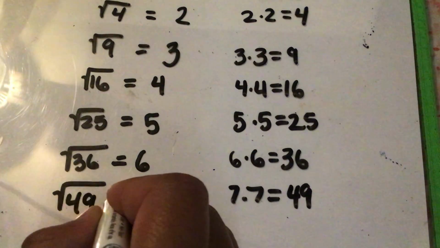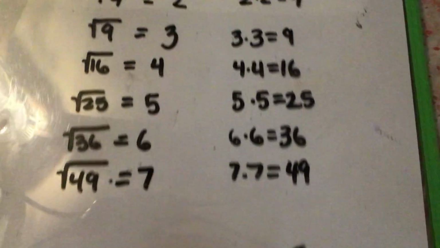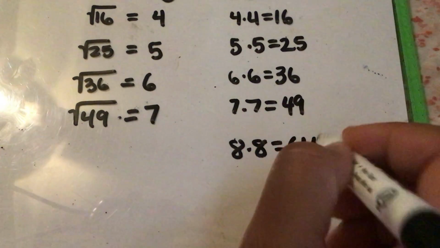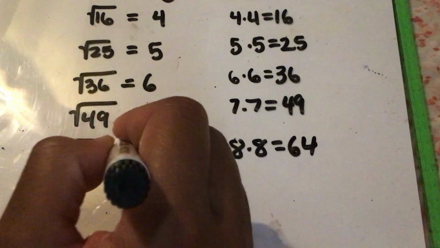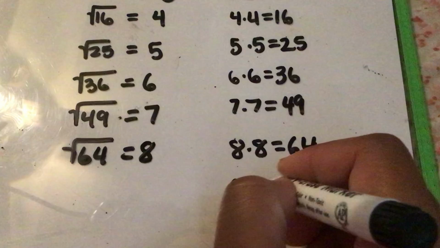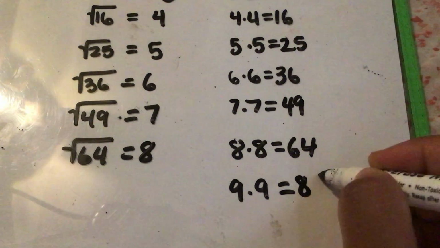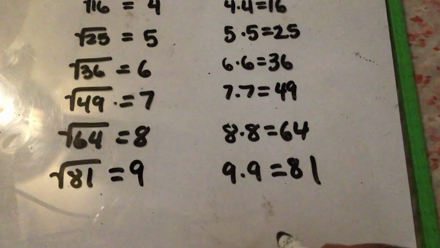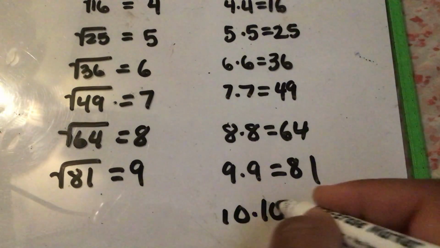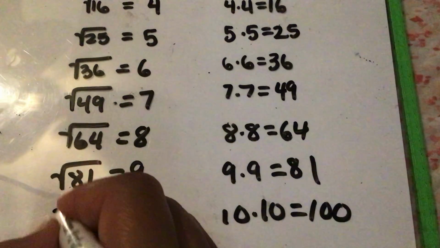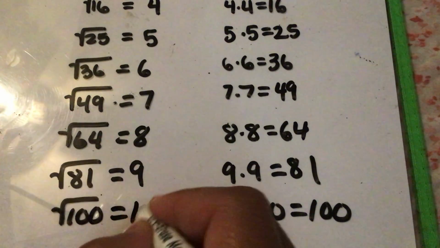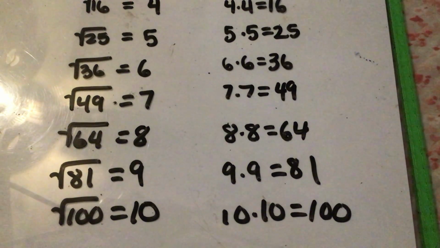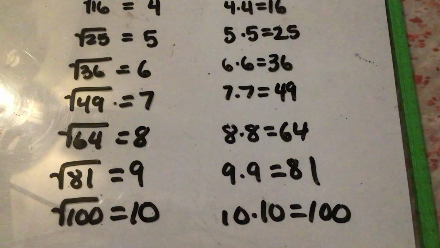What number times itself will give you a 49? That is 7. I'm going to do 8, 9, and 10. Square root of 81 is 9. And last but not least, 10 times 10 is 100. The square root of 100 is 10. Now, of course, this pattern goes on and on forever. I'm just going to stop at 10, but you should be able to do 20 times 20. It could be 1,000 times 1,000.